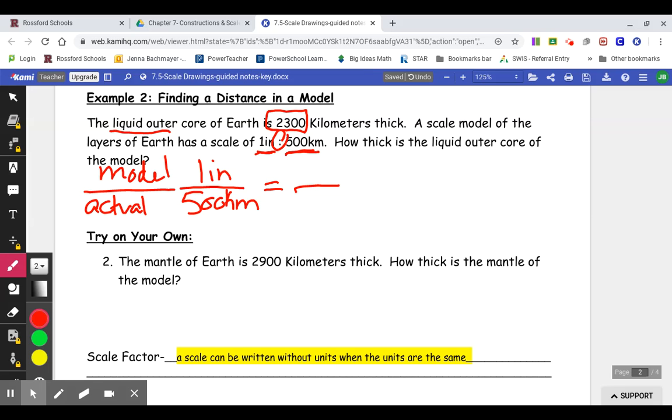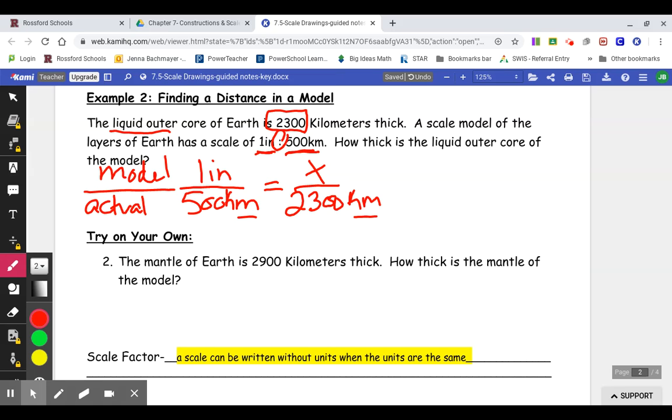Okay, so the actual thickness of the liquid outer core of the Earth is 2,300 kilometers. And I'm always going to put my units on here because I want to make sure I put them in the right locations. Then I'm going to solve for my variable x. I can use some cross products.